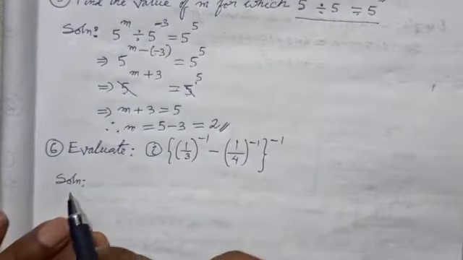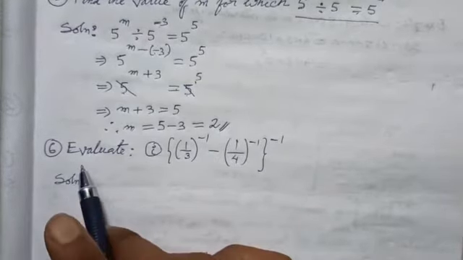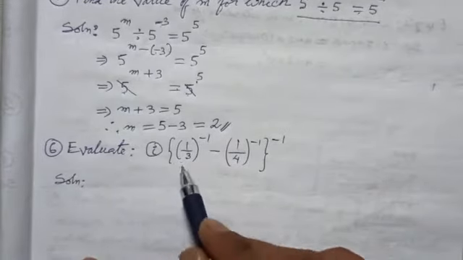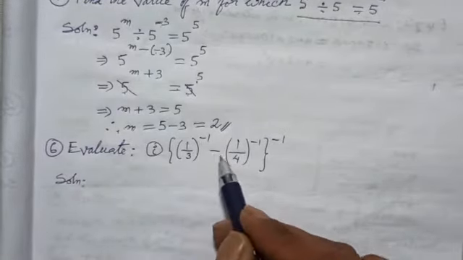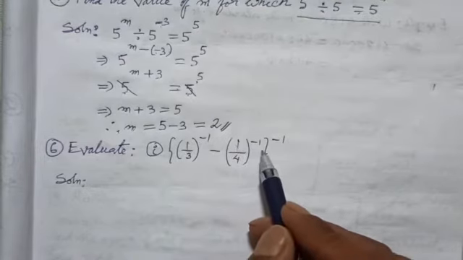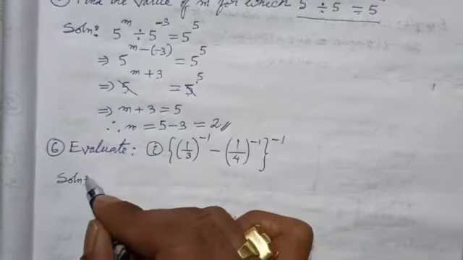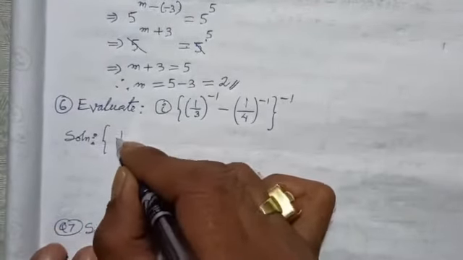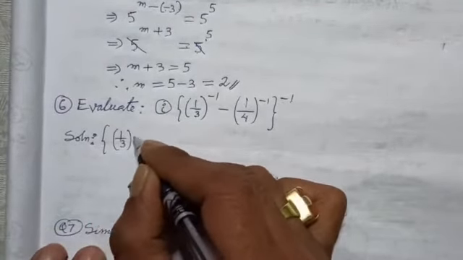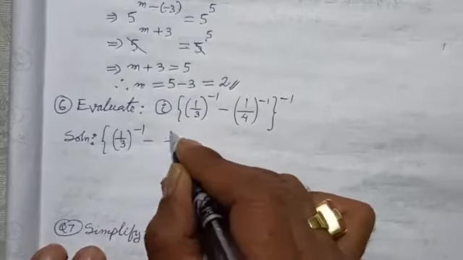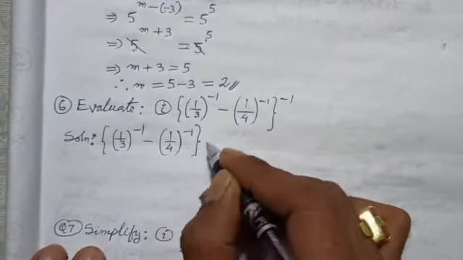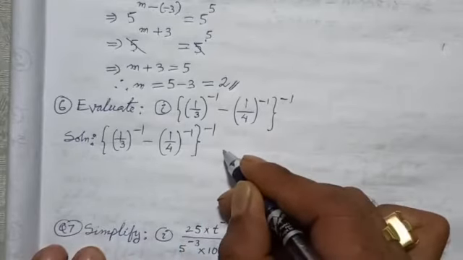Now let's try this question number 6. Let's study the question. Evaluate Roman number 1: 1 by 3 whole to the power minus 1 minus 1 by 4 whole to the power minus 1, whole to the power minus 1. Now solution. Bracket 1 by 3 whole to the power minus 1 minus 1 by 4 whole to the power minus 1, again whole to the power minus 1. Now next steps.